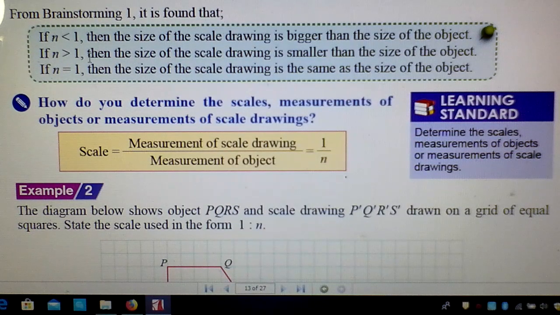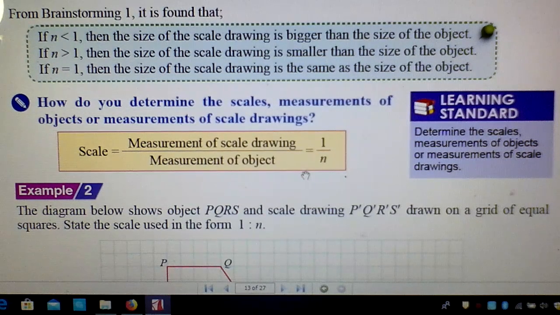If n is more than 1, the size of the scale drawing is smaller than the size of the object. If n equals 1, then the size of the scale drawing is the same as the size of the object. So we have this formula: scale equals the measurement of the scale drawing divided by the measurement of the object.